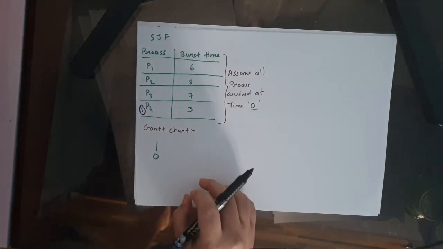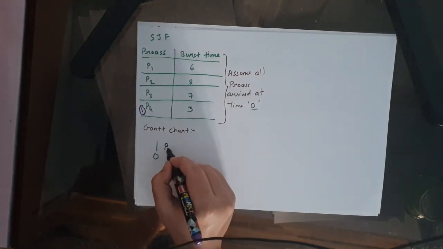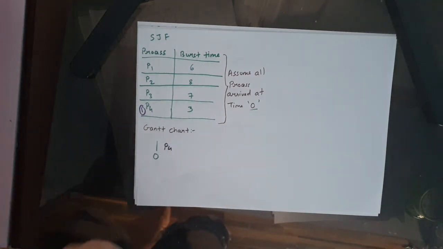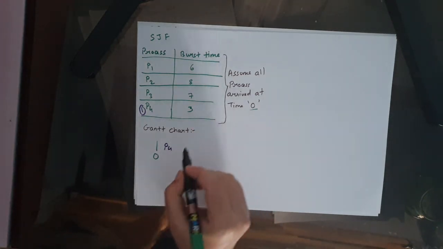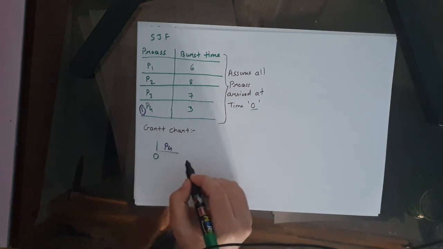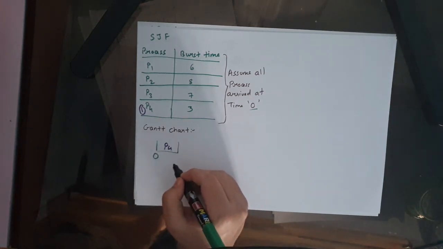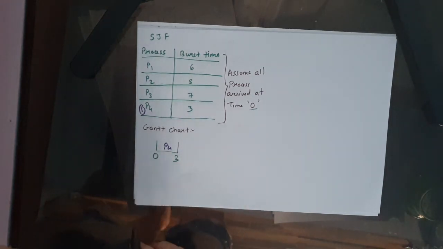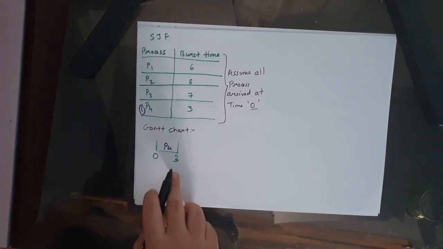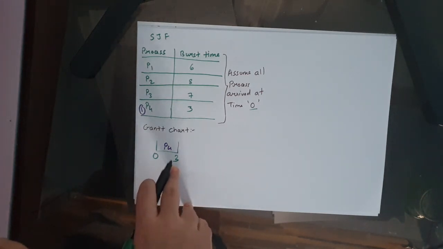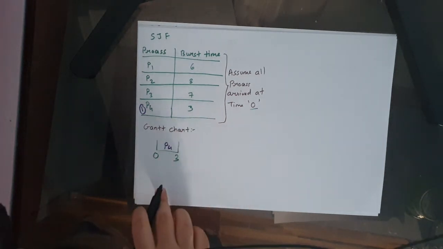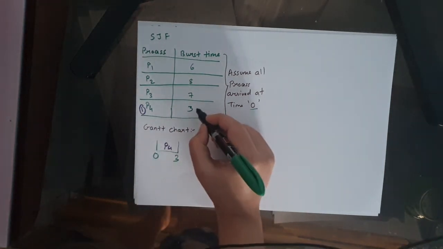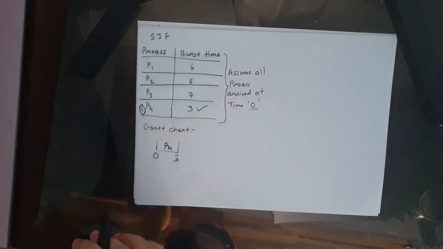So let's give P4 the CPU. It will execute for 3 units because the burst time is 3: 0, 1, 2 and 3. So the execution of P4 will continue till 3 units, as mentioned in its burst time. With this, the execution of P4 is over and P4 is out of the list.